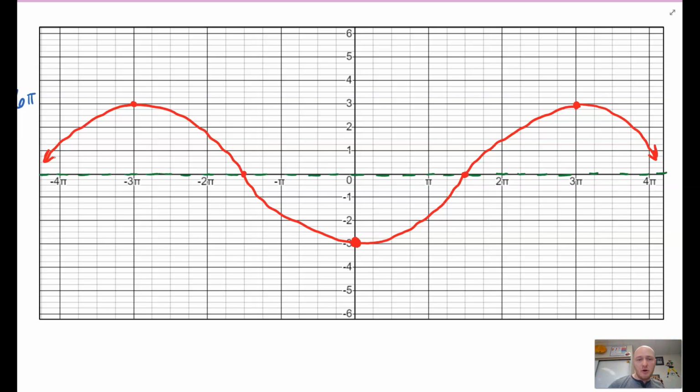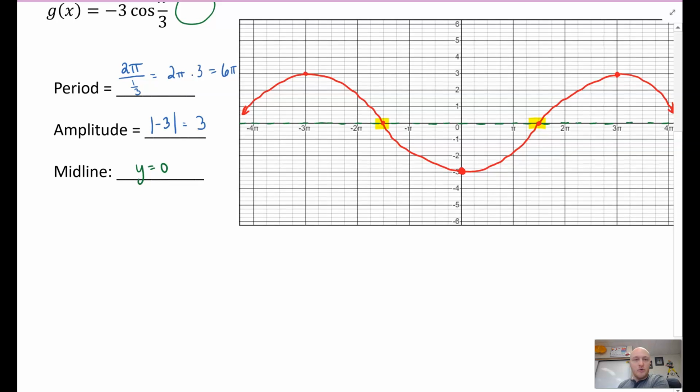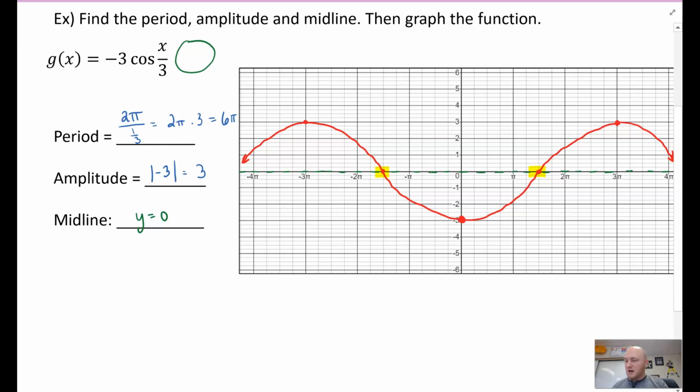It's important again to note, make sure it's smooth, and you should have what we call inflection points here at your midline, where the concavity or the shape of your graph, how it's opening up or down, changes. You don't want a V-shaped graph, so make sure you're not just connecting a whole bunch of V's. It shouldn't look like W's and M's and V's. Remember, it needs to be smooth. So make sure your graph is smooth. All right, so there is our graph, -3 cosine of x divided by 3.